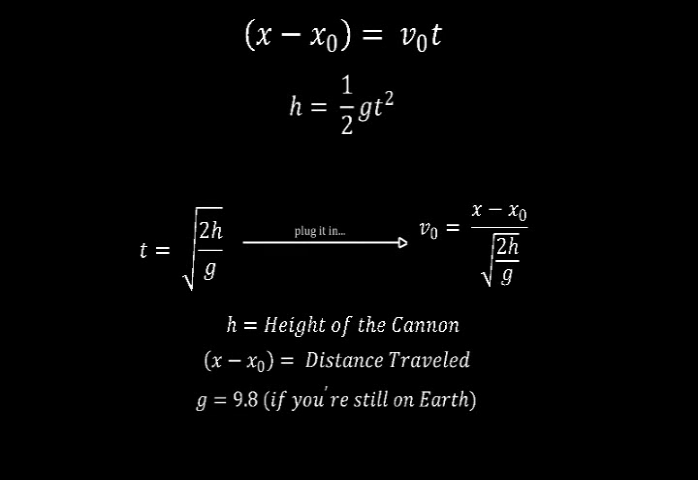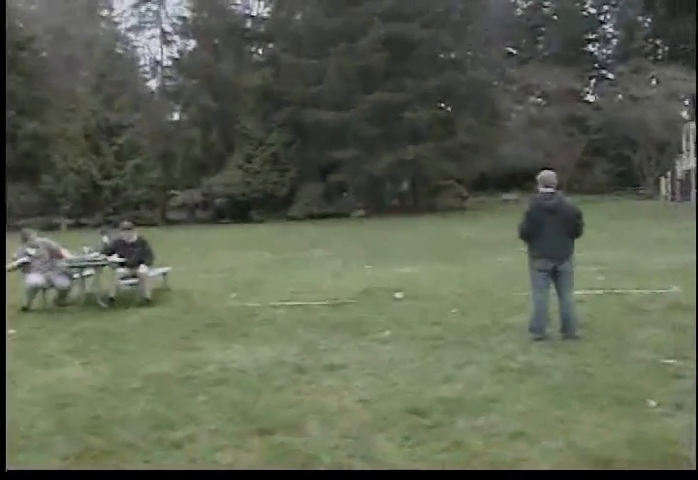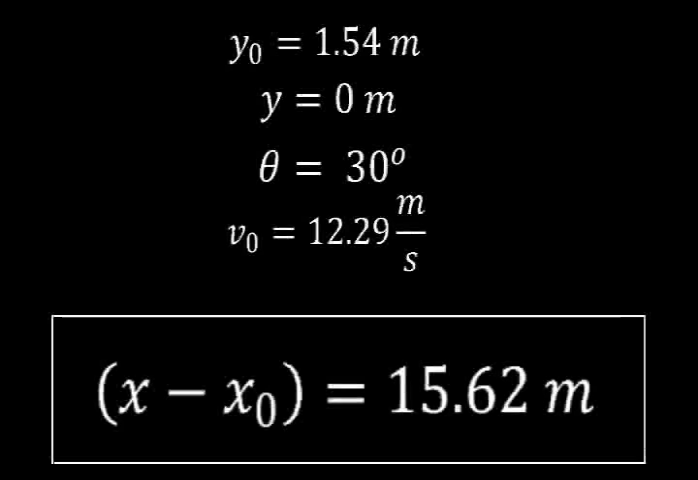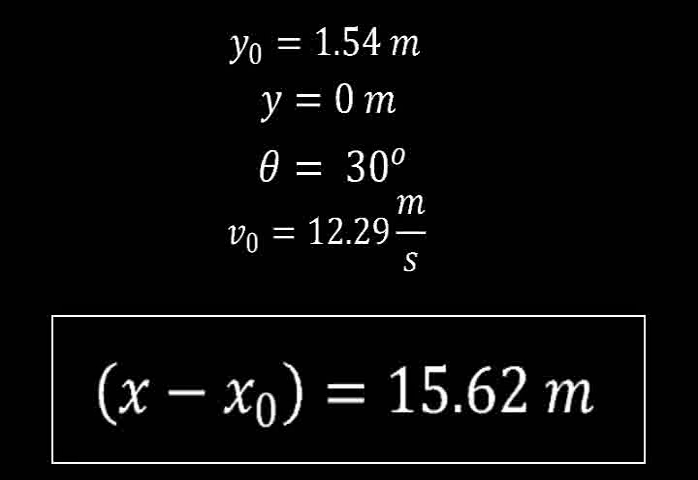To solve for muzzle velocity, we fired the cannon at a 0-degree angle to simplify the equations for motion. Setting the y distance equal to the height of our cannon, we can solve for t. Substituting t into our equation for x distance allows us to solve for the initial velocity. Defining the angle of fire to be 30 degrees, measuring the height of the muzzle at 1.54 meters, setting the target height at ground level, and using our calculated muzzle velocity of 12.29 meters per second, we conclude that the ball will travel 15.62 meters.